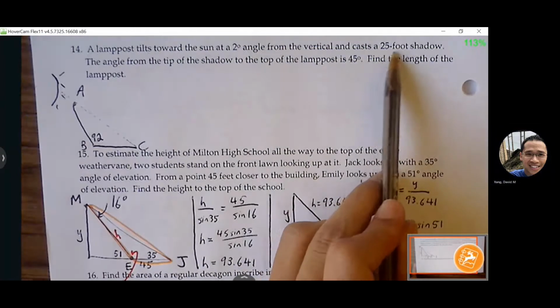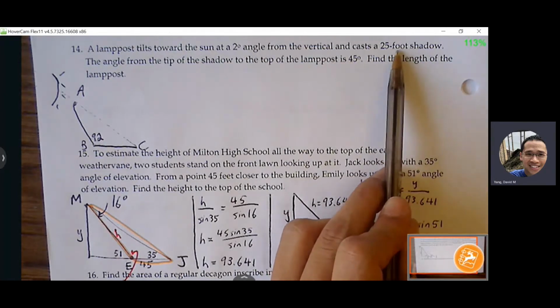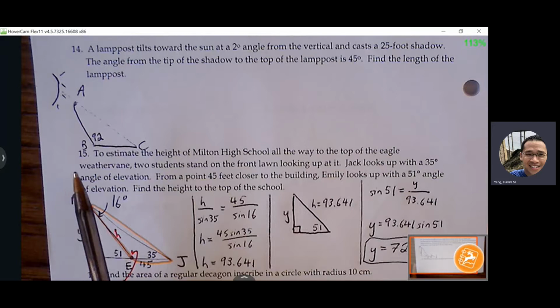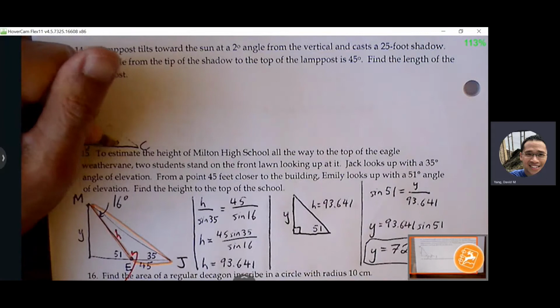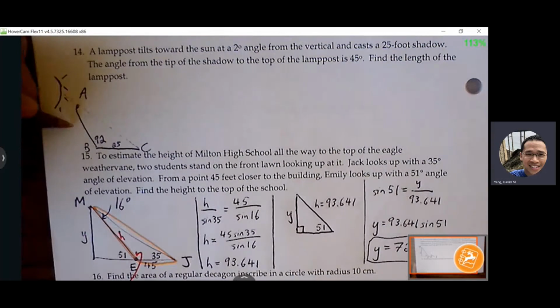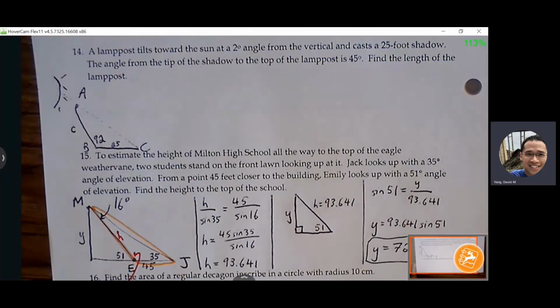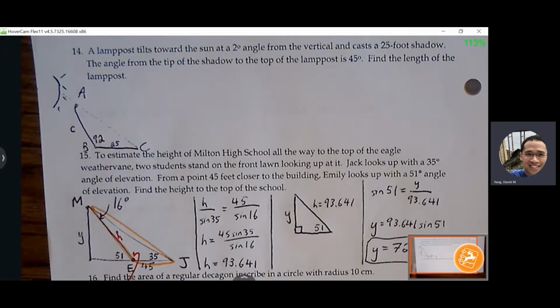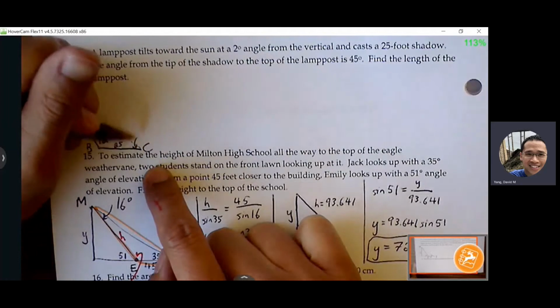Okay. 25-foot long shadow. Where's the shadow going to be? BC or AC? BC, yeah, it's on the ground, right? It's on the ground, 25 foot. Find the length of the lamppost. So I think, oh, and then the angle, they tell us angle is 45 degrees.